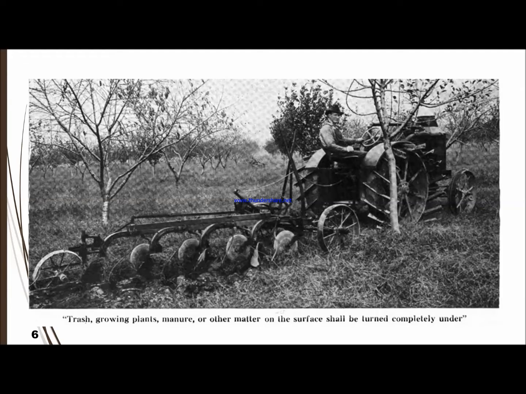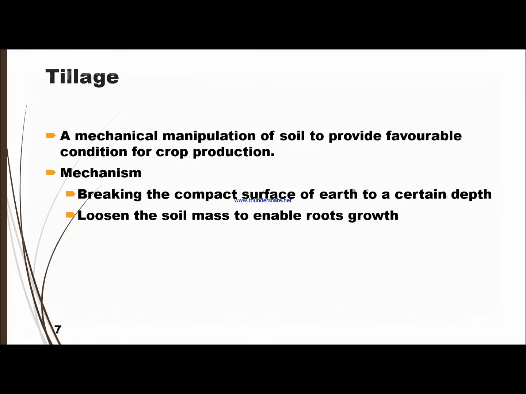In this case, it is the incorporation of growing plants, grass, manure and other material into the surface. The purpose is to prepare the land so that it is suited for the next growing season. Tillage is a mechanical manipulation of soil to provide favorable conditions for crop production. The mechanism of tillage includes breaking the compact surface of the earth up to a certain depth.